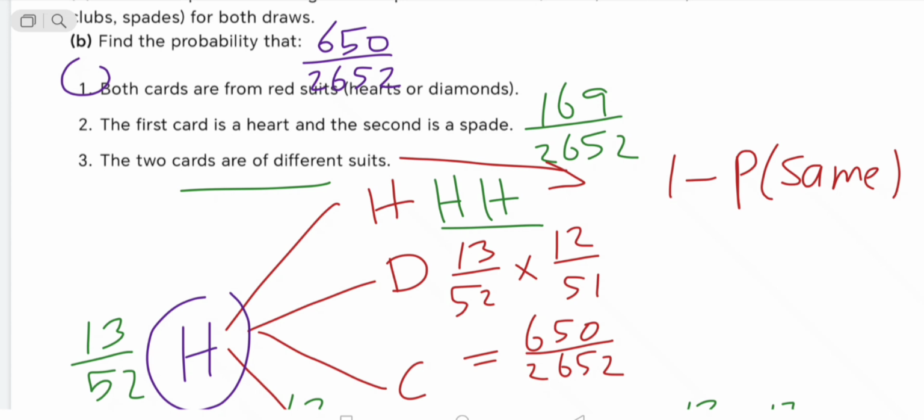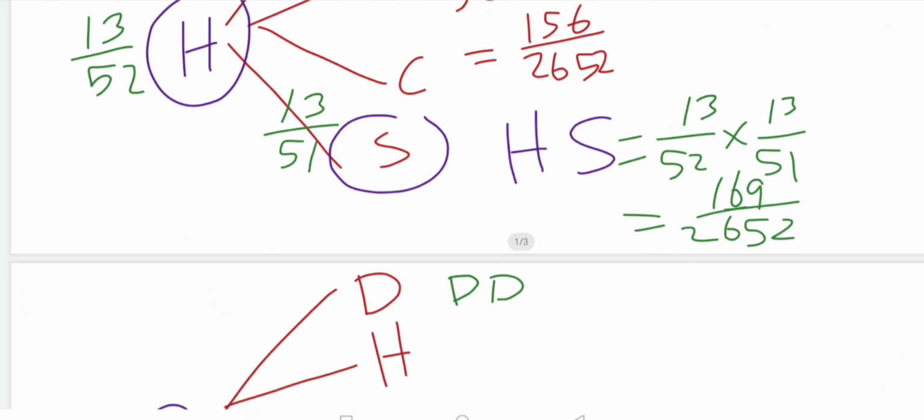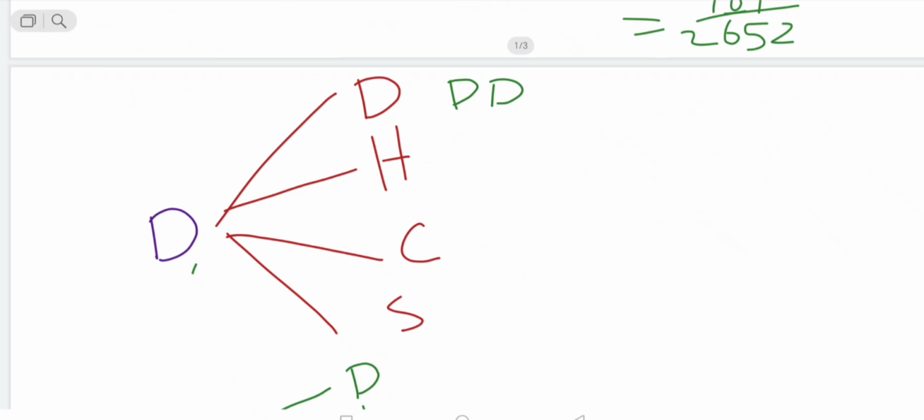13 times 12 equals 156 over 2652. Okay, now the next one, again the same, DD. The first D, diamond, how many?